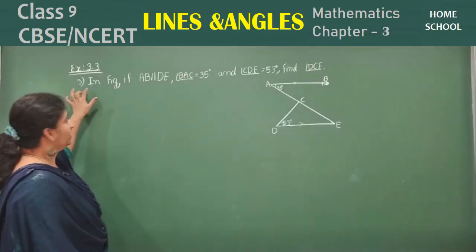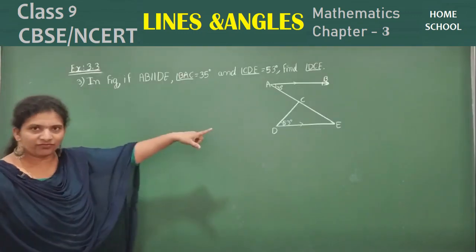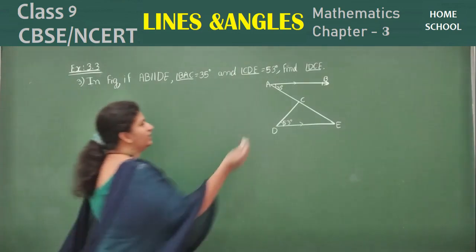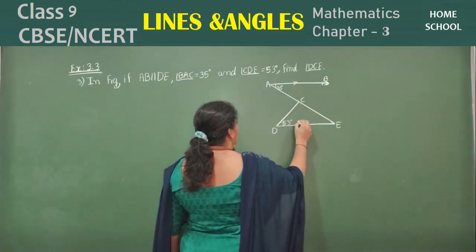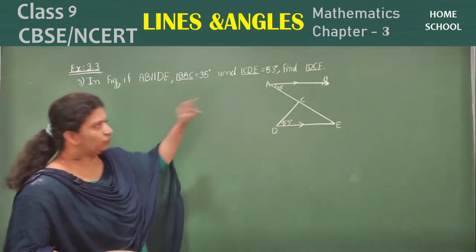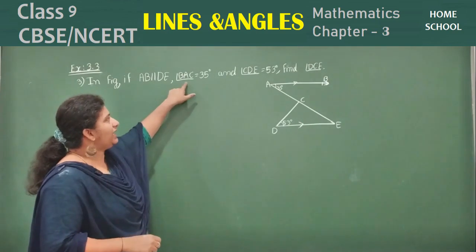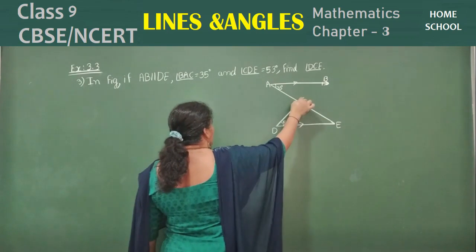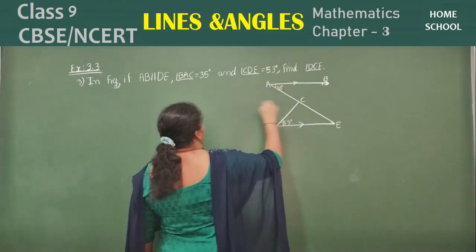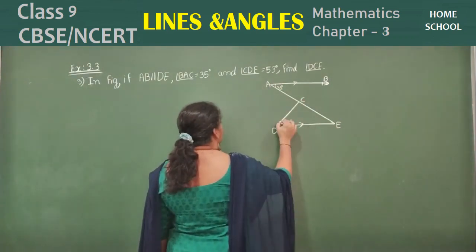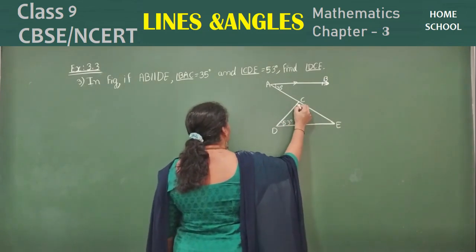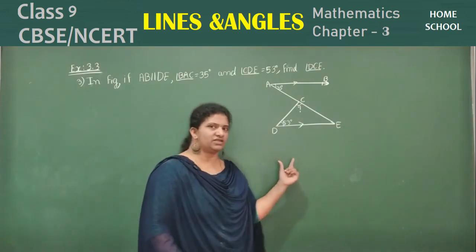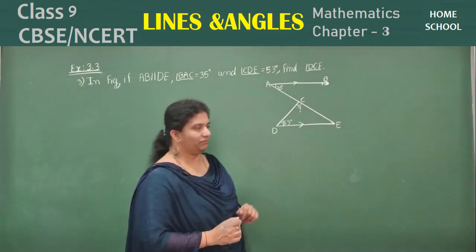Third problem, children. In the figure, can you see the figure there? If AB is parallel to DE. Look here, AB parallel to DE. There are two lines, right? Angle BAC is equal to 35 degrees. Angle CDE is equal to 53 degrees. What you need to find? Angle DCE. Before starting this problem, children, we see the answer orally.